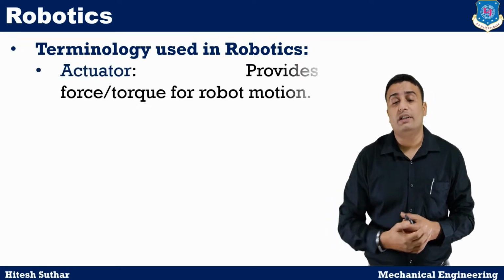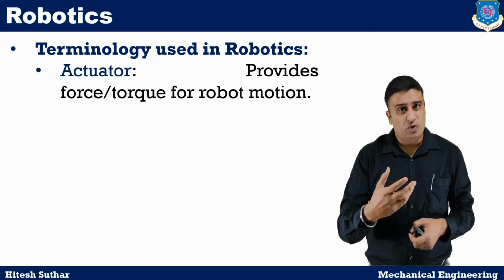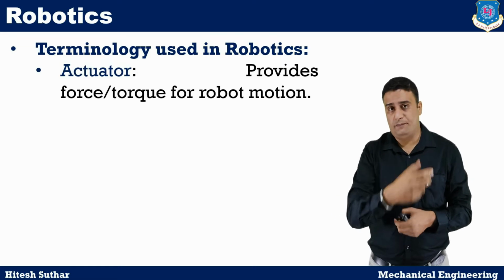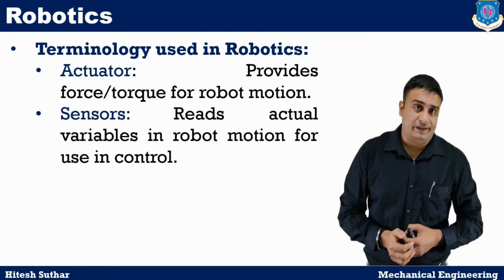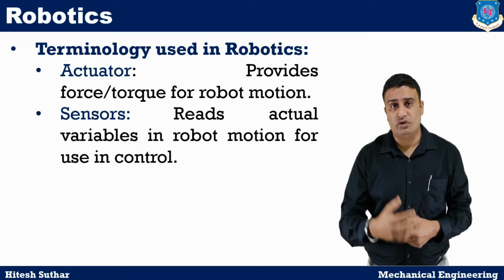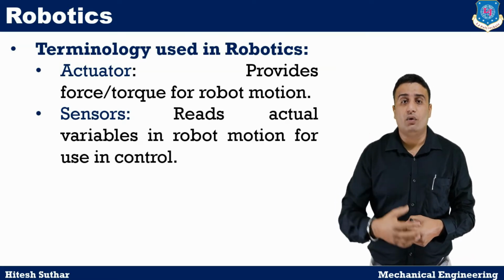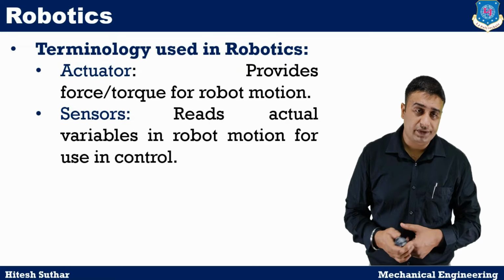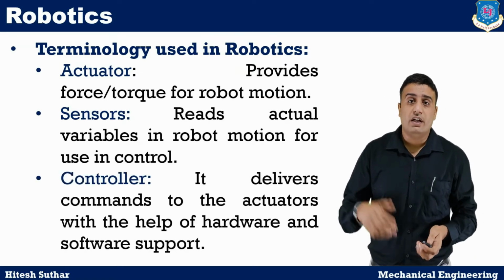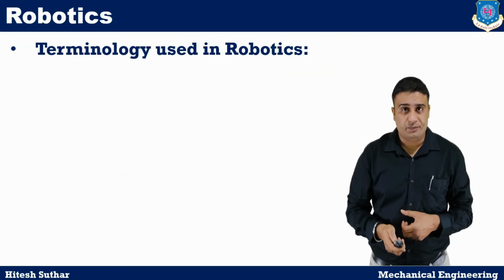Moving on to the next terminology, that is the actuator. What is the actuator? It provides the force and torque for robot motion. Moving on to the next, which are the sensors. Sensors read the actual variables in robot motion for use in control. Later, in the next video, we will discuss in detail the types of sensors used in robotics. Next is the controller, which delivers the commands to the actuators with the help of hardware and software support.